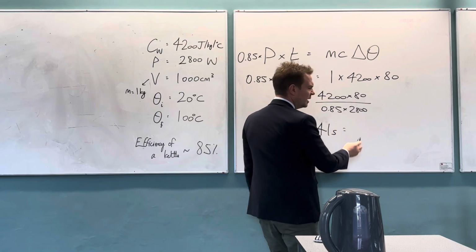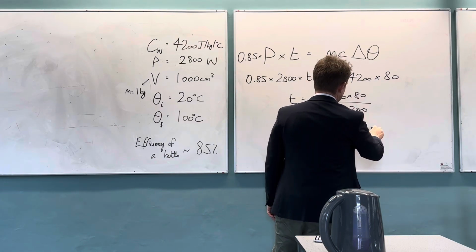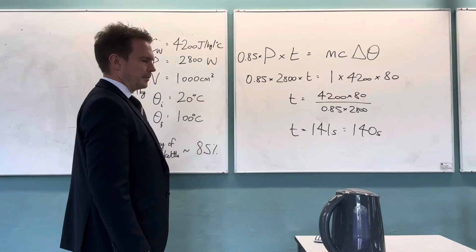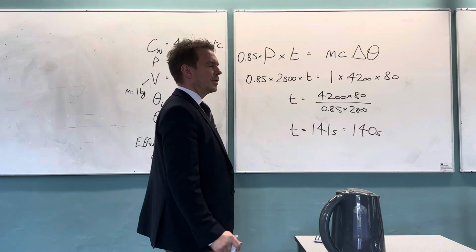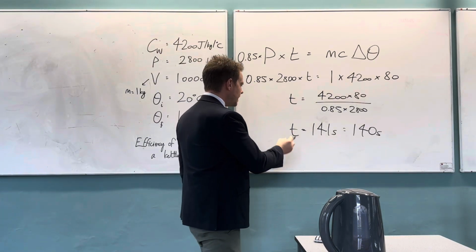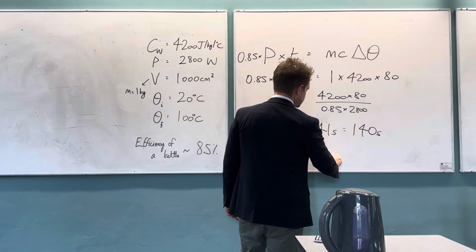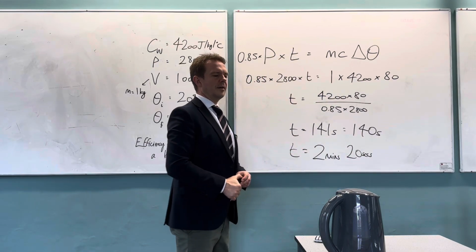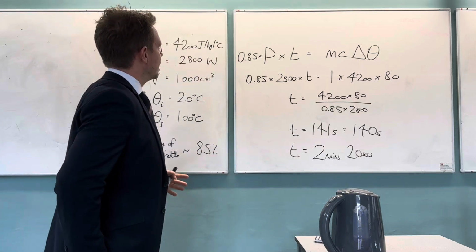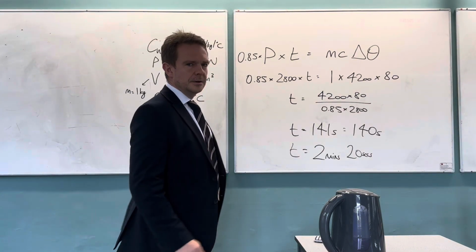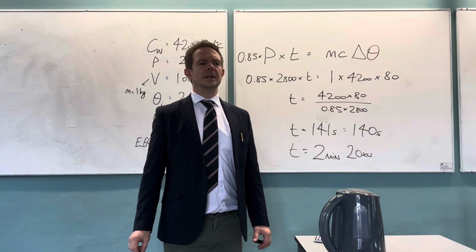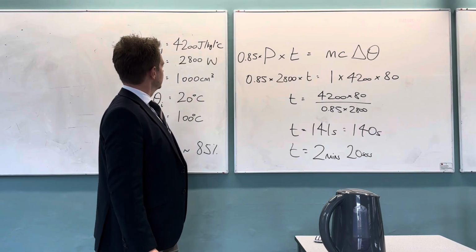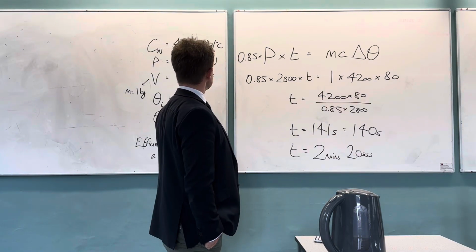Now, 141 seconds, let's say 140 as a suitable level of precision, just because a lot of these values are approximate. I've not really thought about how accurate they are. This is about 2 minutes and 20 seconds. So we're looking for somewhere about 2 minutes 20 seconds for the water to start boiling. How close do you think I'm going to be? After all, I've not spent an awful lot of time justifying the values that I've given.